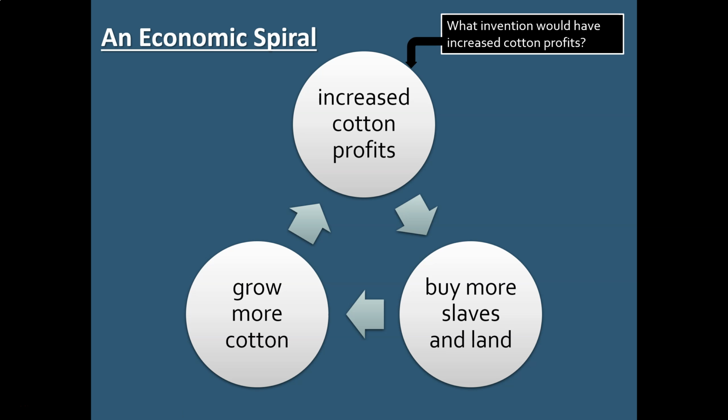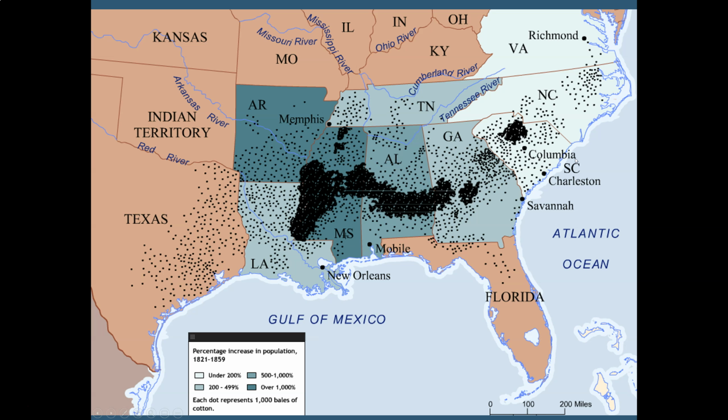All right, so if cotton takes off, we have to point to a particular invention that would have increased these cotton profits and therefore motivated people to grow more cotton. And that, of course, is Eli Whitney's cotton gin. With the cotton gin, we have greater profits than ever with cotton, which allows growers to buy more land and to purchase more slaves. That allows them to grow more cotton, which gives them more profit, which allows them to buy more land, and we have this economic spiral that the South is going through in the first half of the 1800s.